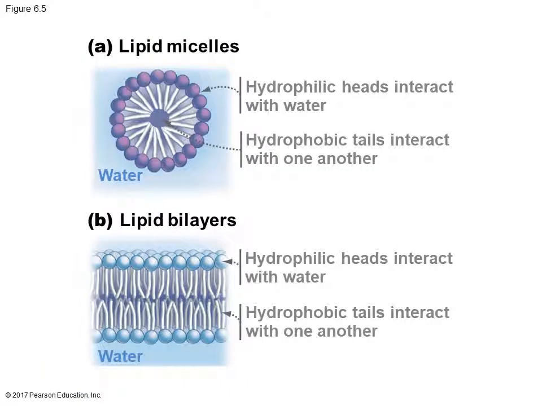In figure 6.5, you see that lipid micelles are formed. Notice this is just a single layer, and the phosphate heads are facing out because they're hydrophilic, whereas the hydrophobic tails are facing inward. In B, you see the phospholipid bilayer, where the phosphate heads are facing out, and the hydrophobic tails are facing in.